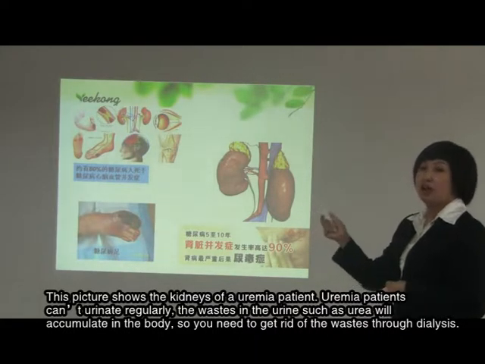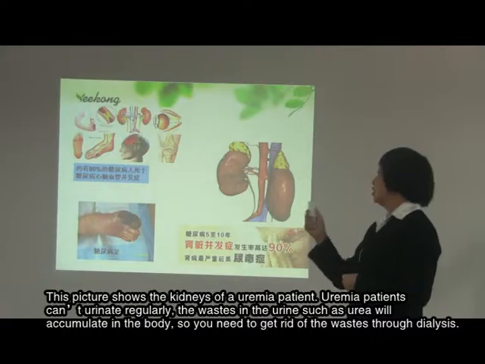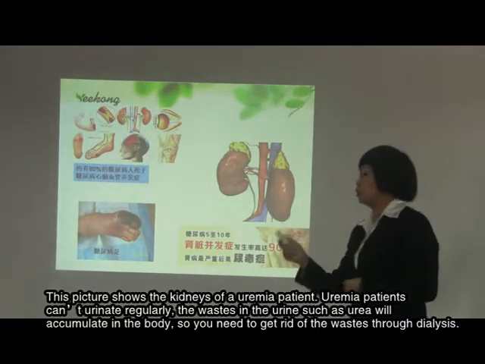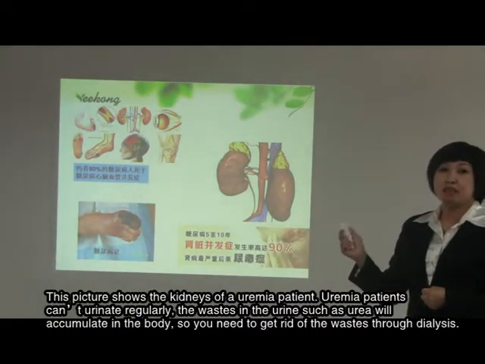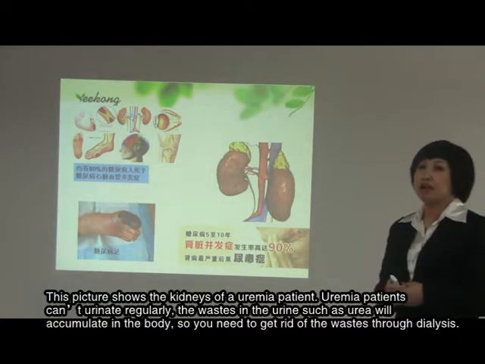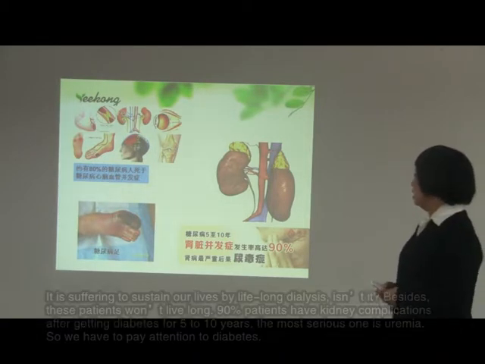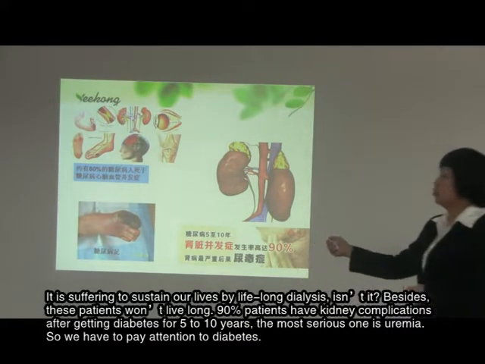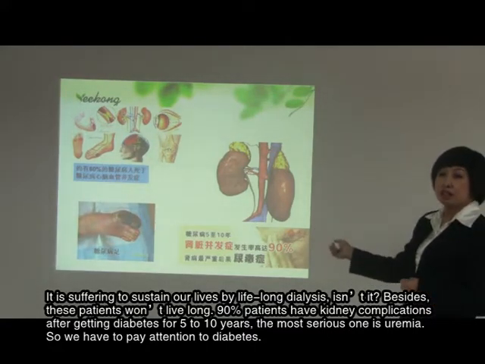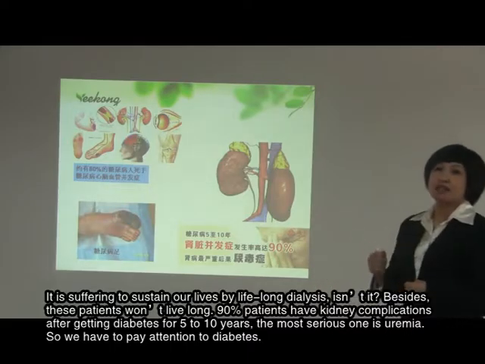This picture shows the kidneys of uremia patients. Uremia patients cannot urinate regularly. The wastes in the urine, such as urea, will accumulate in the body. So you need to get rid of the waste through dialysis. It is suffering to sustain our lives by lifelong dialysis, isn't it? Besides, these patients won't live long.